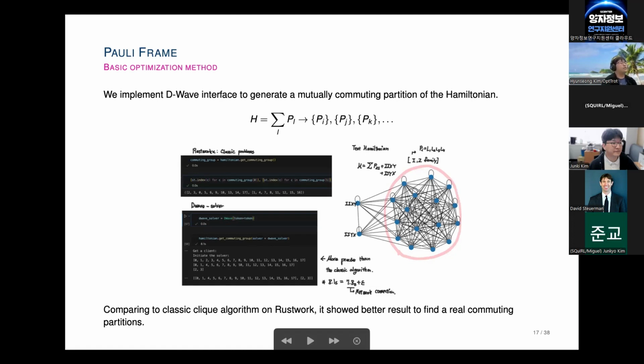Actually, Qiskit already provides a classical algorithm to accomplish this clustering. So we compared the classical algorithm and the D-Wave solver, and in this case, the quantum annealing system shows a more accurate result and a more proper direction for the Pauli frame optimization.